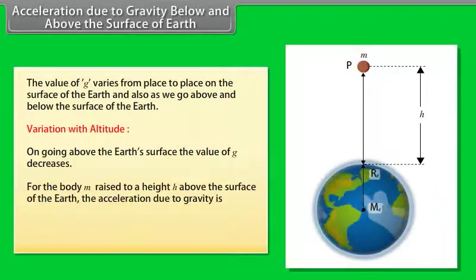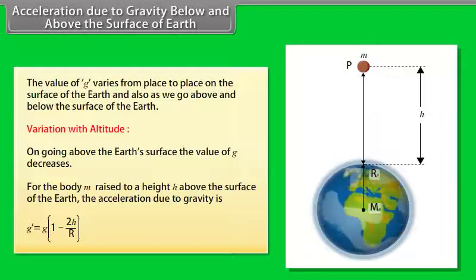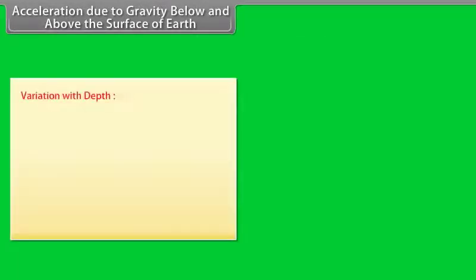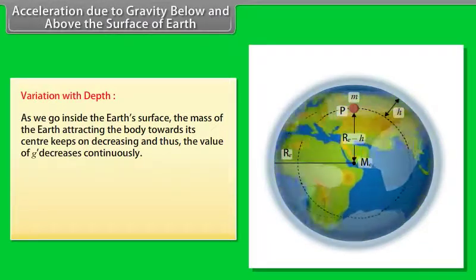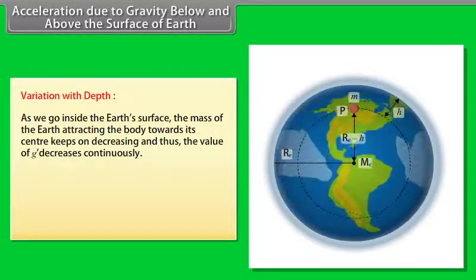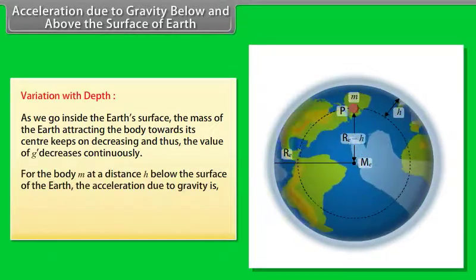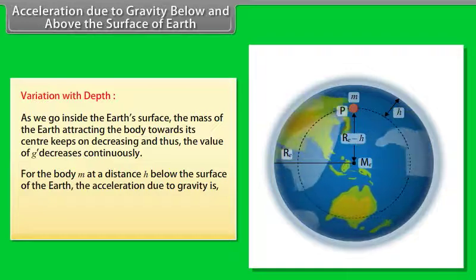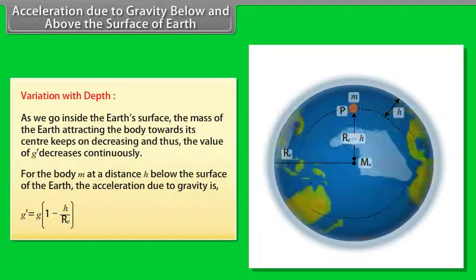For the body m raised to a height h above the surface of the Earth, the acceleration due to gravity is given by g dash is equal to g multiplied by 1 minus 2h upon r. Variation with depth. As we go inside the Earth's surface, the mass of the Earth attracting the body towards its center keeps on decreasing and thus the value of g decreases continuously. For the body m at a distance h below the surface of the Earth, the acceleration due to gravity is g dash is equal to g multiplied by 1 minus 2h upon re.